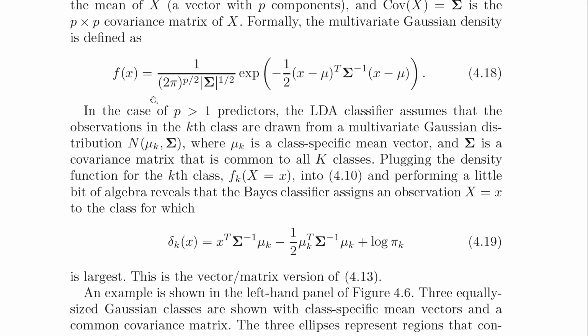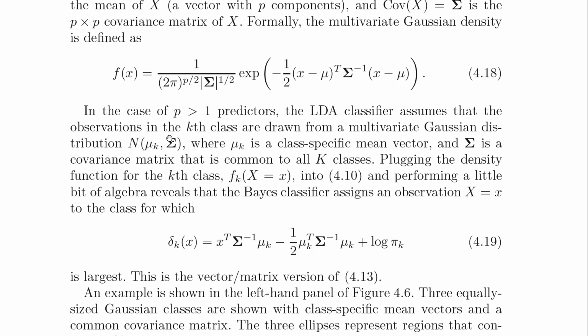So this is a real number, and it depends on the characteristics over here. In the case of p greater than 1 predictors, the LDA classifier assumes that the observations in the kth class are drawn from a multivariate Gaussian distribution with mean mu k and covariance matrix sigma.